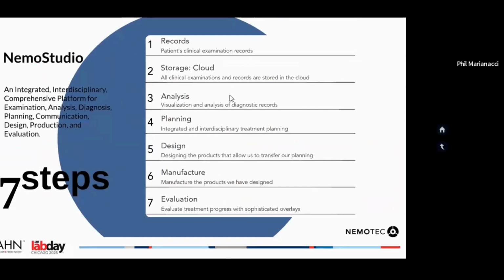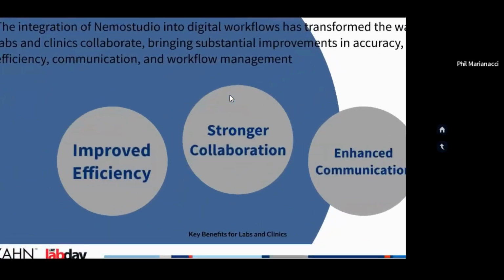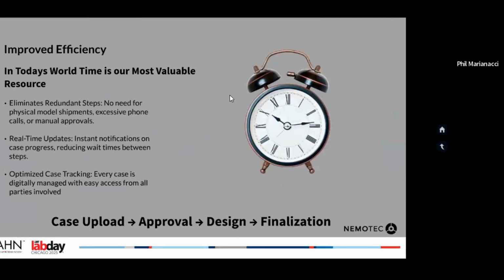So the key things: it's broken down into 7 steps, and it's records, storage, which is cloud, like I mentioned earlier, I love having cloud storage, analysis, planning, design, manufacture, and evaluation. And what that does is, time is really important. I only have X amount of time. I'm only one person. And so I love having software that allows things to get done.